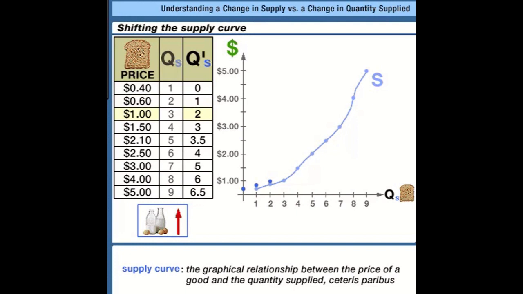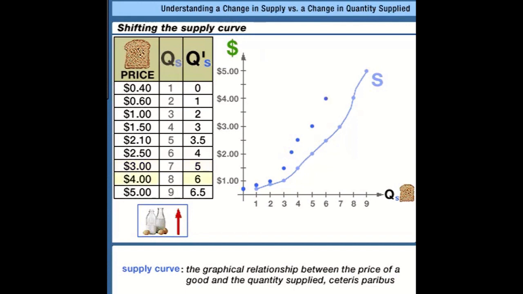Another point is 3 loaves offered for sale at a price of $1.50 per loaf. So here's a point on the new supply curve. We get 3.5 loaves offered for sale at a price of $2.10 per loaf. So here's another point. Price $2.10, quantity 3.5 loaves. We get 4 loaves for this particular baker when the price is up to $2.50 per loaf. So that's going to be this point. 4 loaves, $2.50. We get 5 loaves at a price of $3 per loaf. That's going to be this point in the diagram. And 6 loaves at a price of $4 per loaf. That will be this point in the diagram.